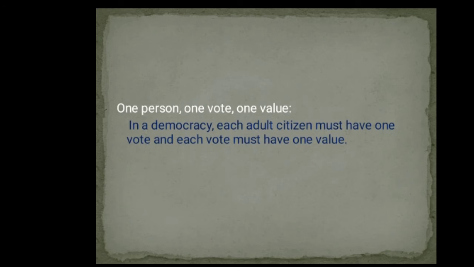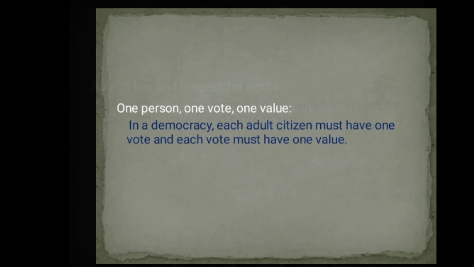Estonia has made its citizenship rules in such a way that people belonging to the Russian minority find it difficult to get the right to vote. In Fiji, the electoral system is such that the vote of an indigenous Fijian has more value than that of an Indian Fijian. Democracy is based on a fundamental principle of political equality. So, this gives us the third feature of democracy. In a democracy, each citizen must have one vote and each vote must have one value.